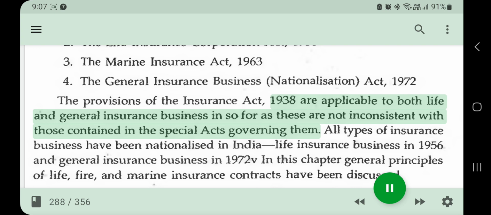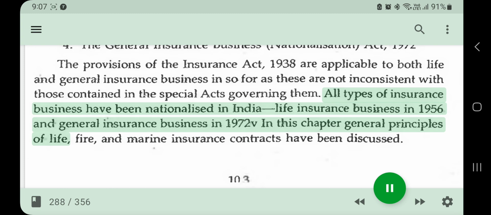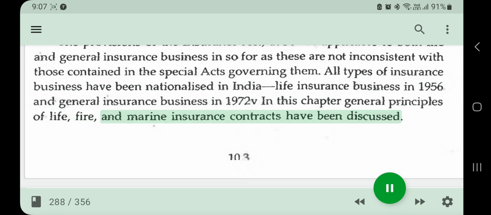The provisions of the Insurance Act, 1938 are applicable to both life and general insurance business insofar as these are not inconsistent with those contained in the special acts governing them. All types of insurance business have been nationalized in India. Life insurance business in 1956 and general insurance business in 1972. In this chapter, general principles of life, fire, and marine insurance contracts have been discussed.